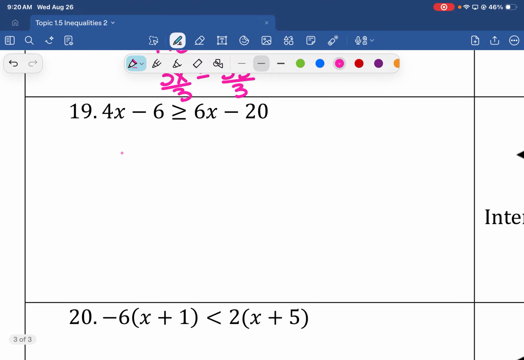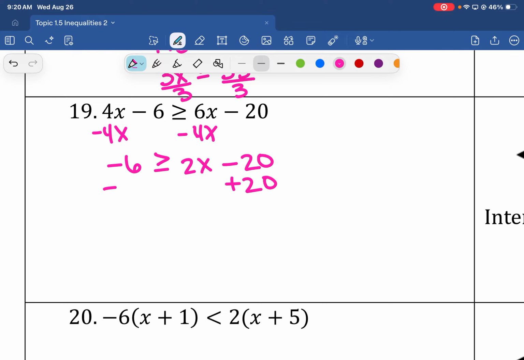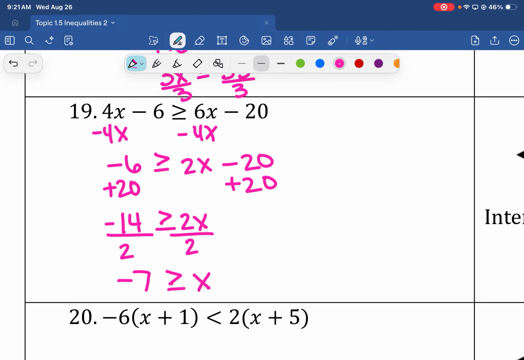So this is just like if that was an equal sign, you just solve it. Now what would you do? So we would go this way, right? Or this way? Or the other way? Now what?